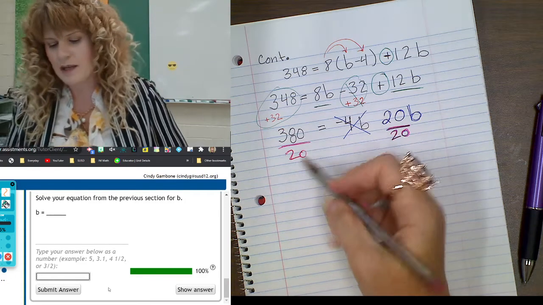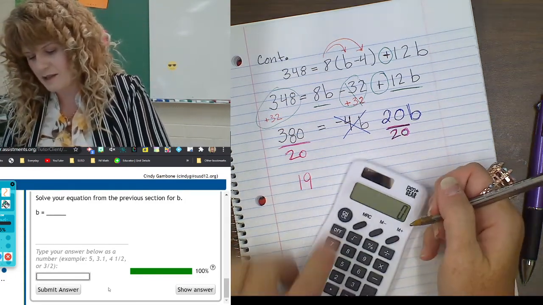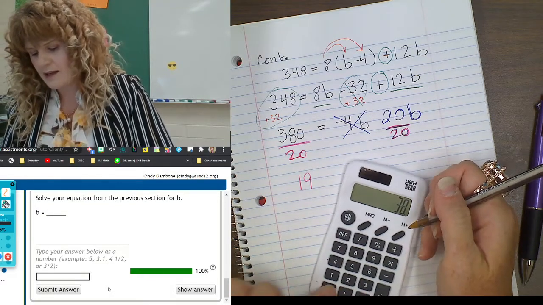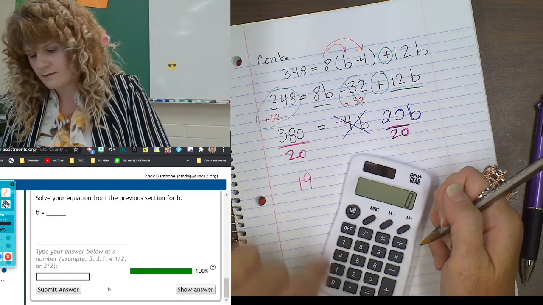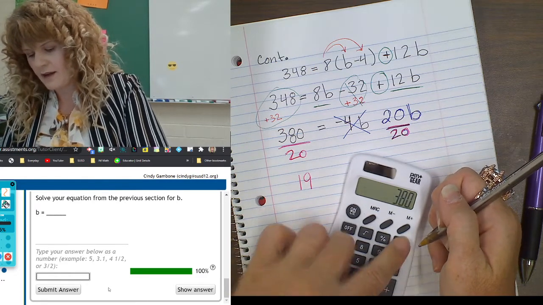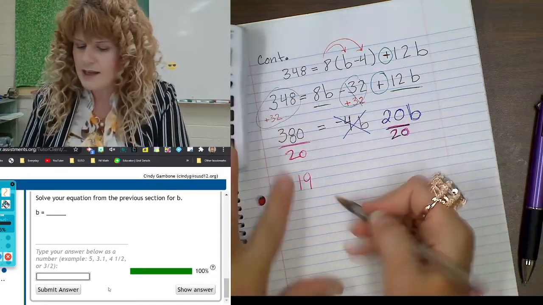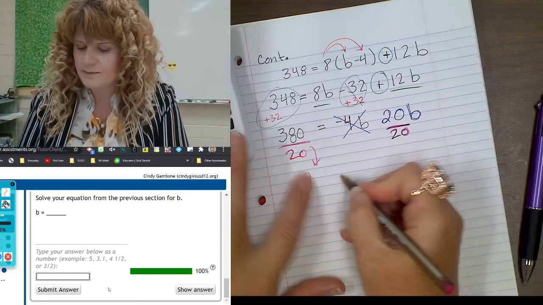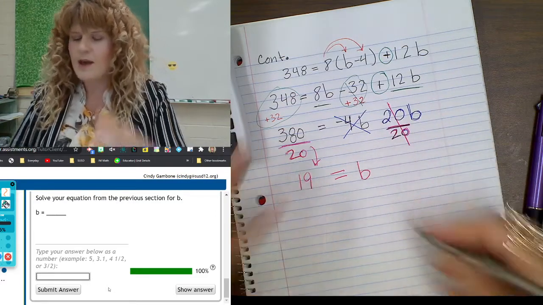380 divided by 20 is 19. I don't want to make a silly mistake, so I'm going to double check that. 380 divided by 20. 380 divided by 20 equals 19. Good. So I get 19, equals 20 divided by 20 cancels out, b. Whew.